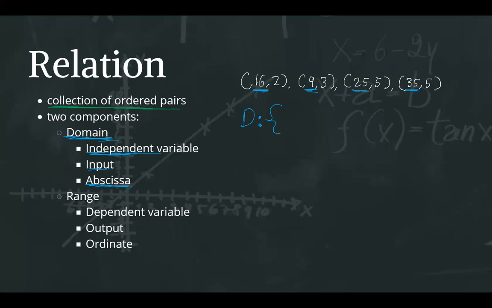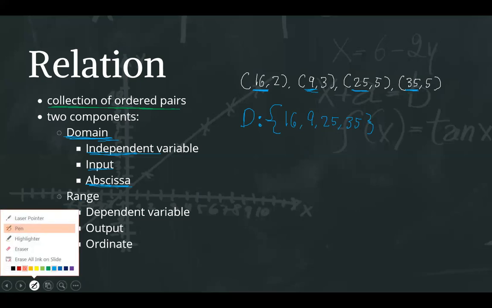That means the domain of this relation is 16, 9, 25, 35. Let me fix the bracket. There we go. Now this I try: 16, 9, 25, and 35.